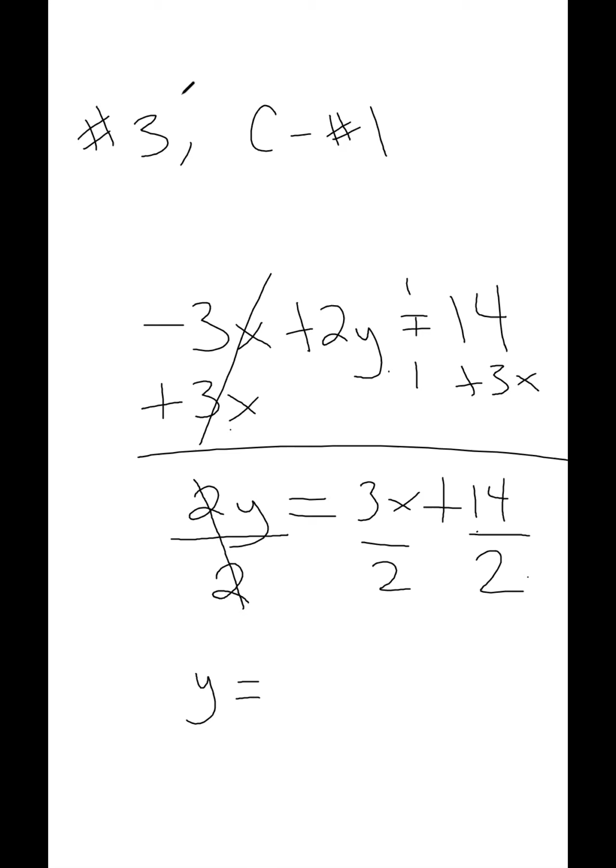3 over 2 does not reduce. You could say that it's 1.5 if you're doing it in the calculator, but remember when we're doing slope, we like to leave it in the fraction form because of rise over run. And then 14 divided by 2 is positive 7. And we're done. We've now put it in slope-intercept form. If you wanted to know the slope, it's right there, m. If you want to know the y-intercept, it's right there.